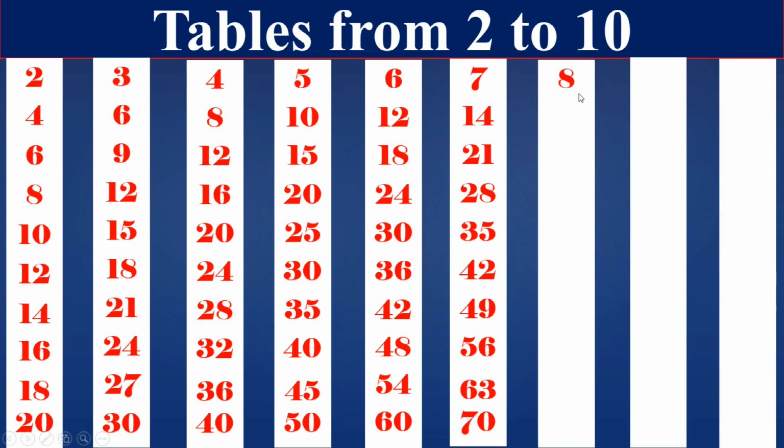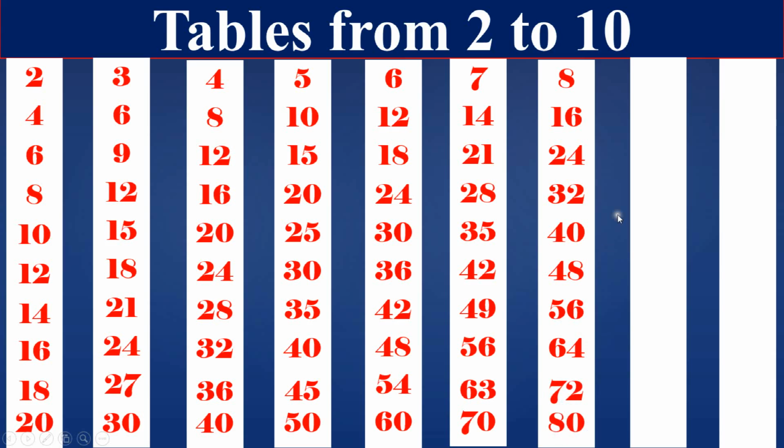8 times 1 is 8. 8 times 2 is 16. 8 times 3 is 24. 8 times 4 is 32. 8 times 5 is 40. 8 times 6 is 48. 8 times 7 is 56. 8 times 8 is 64. 8 times 9 is 72. 8 times 10 is 80.